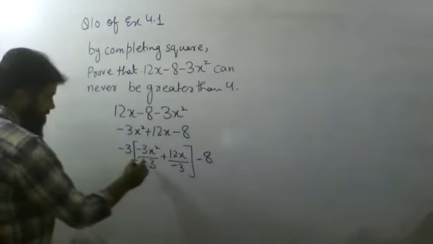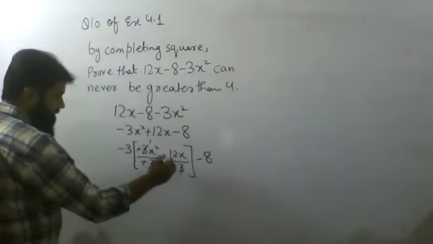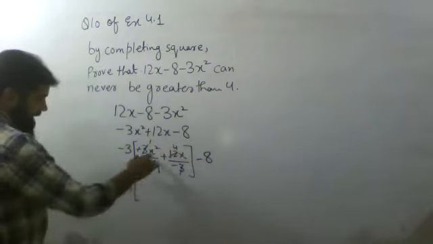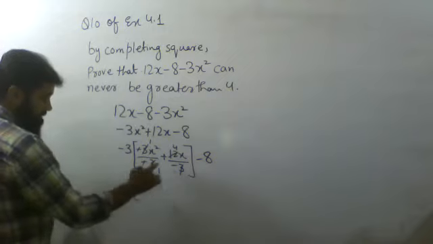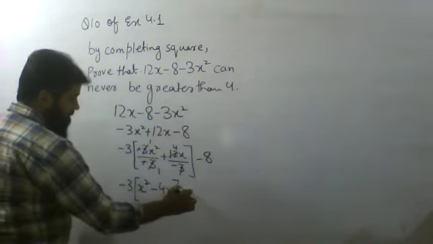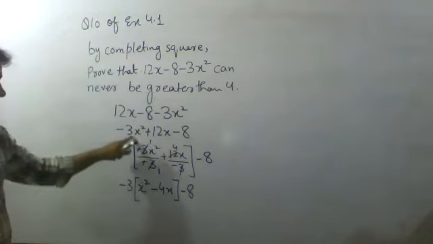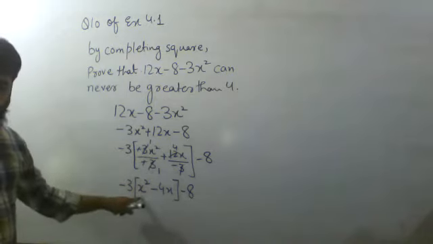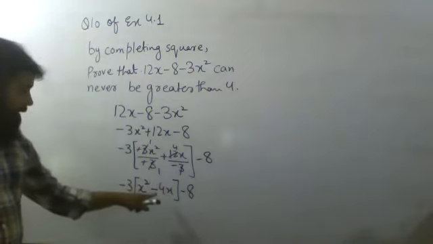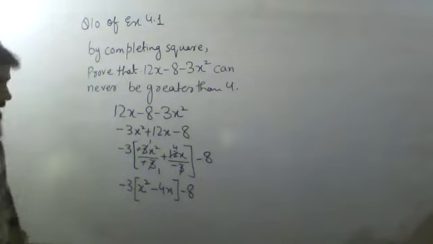So minus and minus will be cancelled. 3 ones are 3, 3 fours are 12. So I am getting minus 3, x square will be written as it is, plus minus minus 4x minus 8. I have taken minus 3 common because I have to make the coefficient of x square positive 1. Then minus 4 will remain with x and minus 8 is written outside.